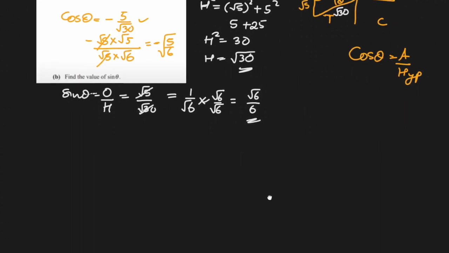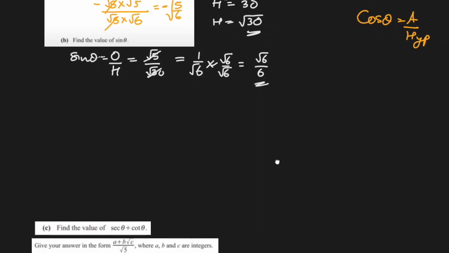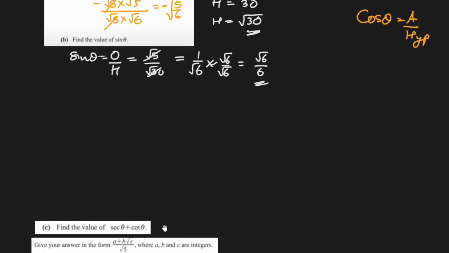Let's see what next. Find the value of secant theta plus cot theta. Okay, so we can do secant theta. C part starts here. Secant theta is 1 over cos theta, and cot theta is 1 over tan theta.